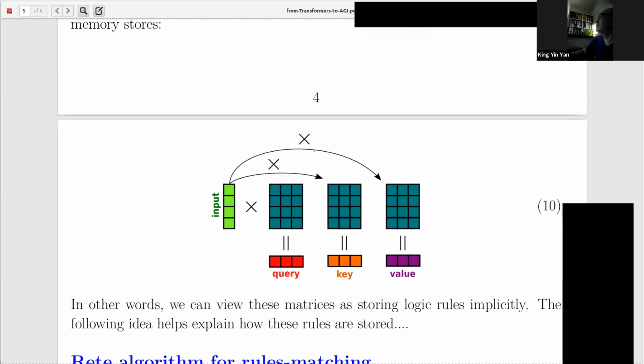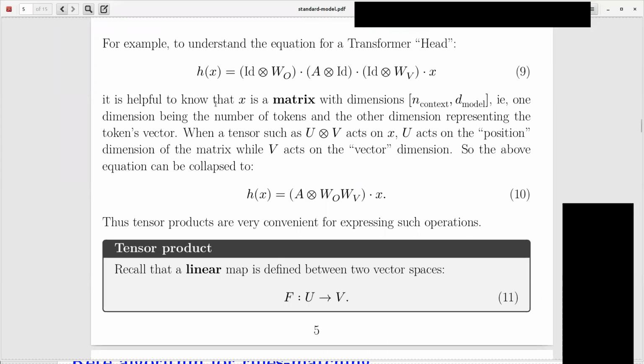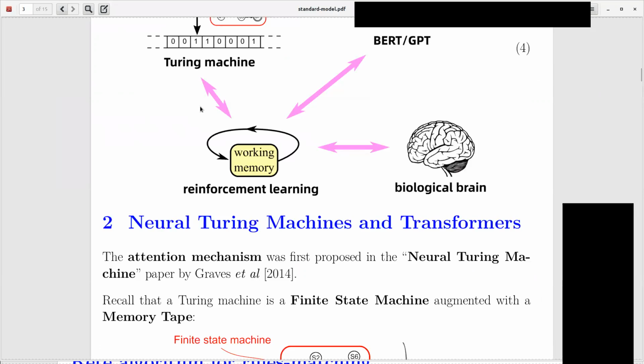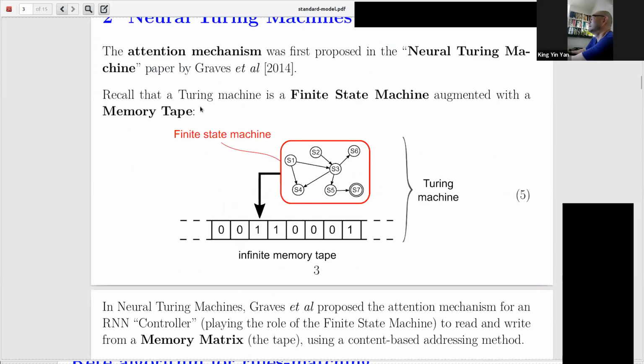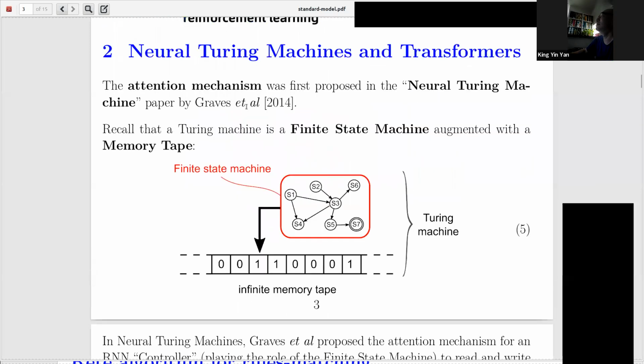So key value, but I mean it takes some. What's the input there? Yeah. No, I mean it actually goes back to this idea.